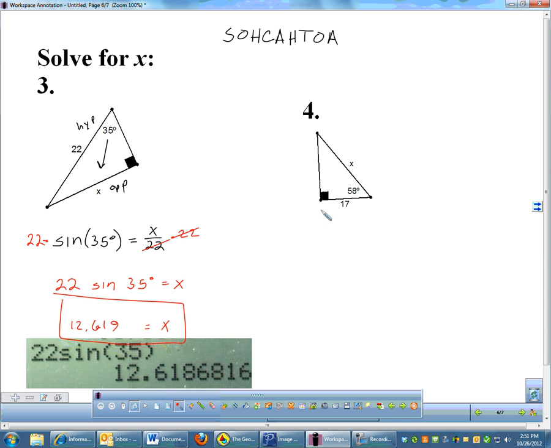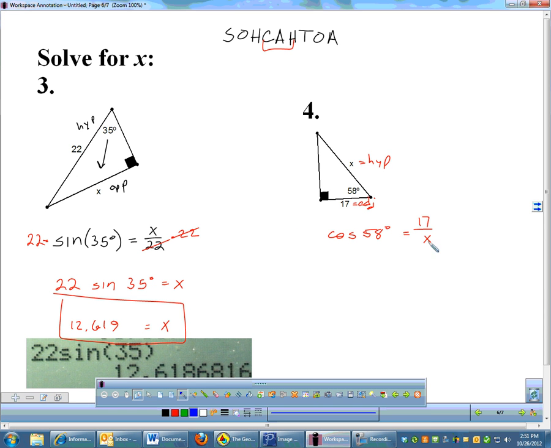There's our answer. Let's try it with number 4 here. Look at what we have. We have an angle here. We have this time the adjacent and the opposite. And adjacent and opposite, oh, that's not opposite, that's hypotenuse. What am I thinking? So we have the adjacent and the hypotenuse, that's cosine. So for this problem, I'm going to set up cosine of 58 degrees is equal to adjacent 17 over hypotenuse, which is x, and we have to solve this equation.